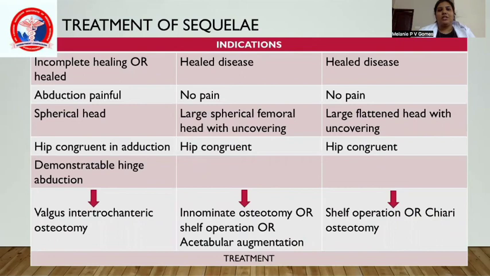Indications: incomplete healing or healed, abduction painful, spherical head, hip congruent in adduction, demonstrated hinge abduction, valgus intertrochanteric osteotomy. Heel disease, no pain, large spherical femoral head with uncovered anterolateral aspect of femoral epiphysis. Here, the acetabulum is reoriented, which increases the coverage of the femoral head, called Salter-Thompson osteotomy.